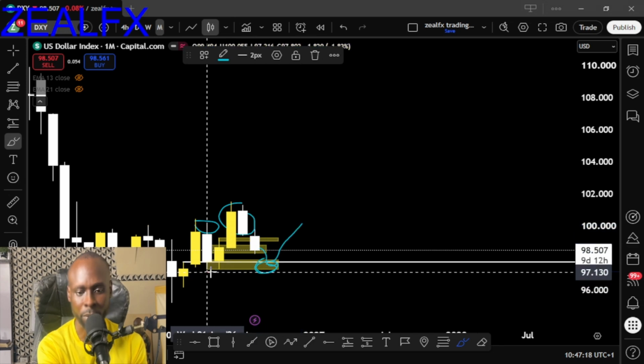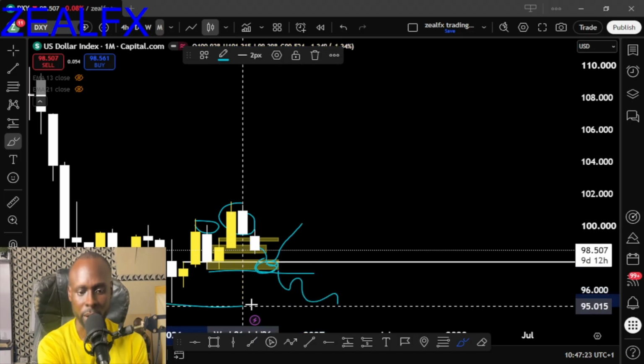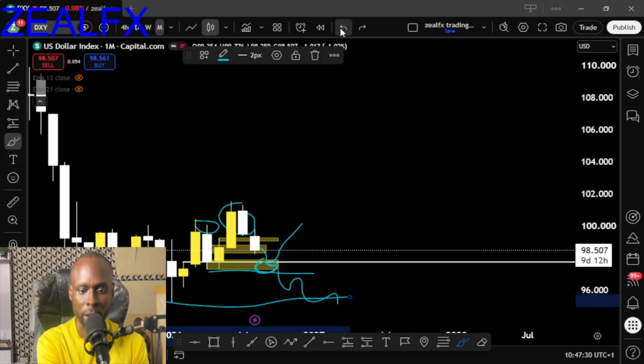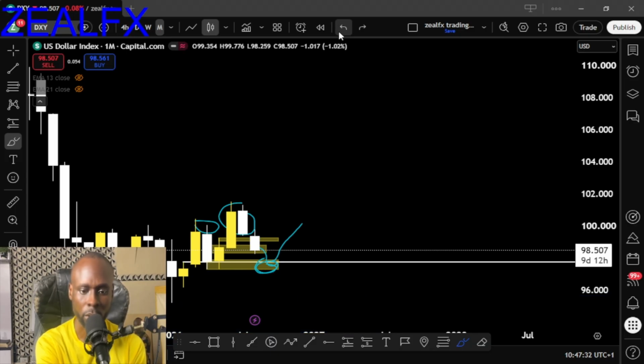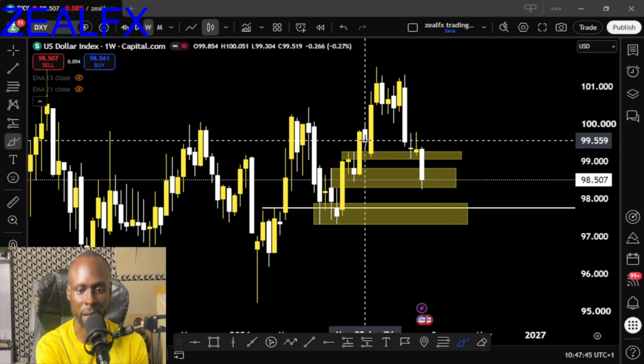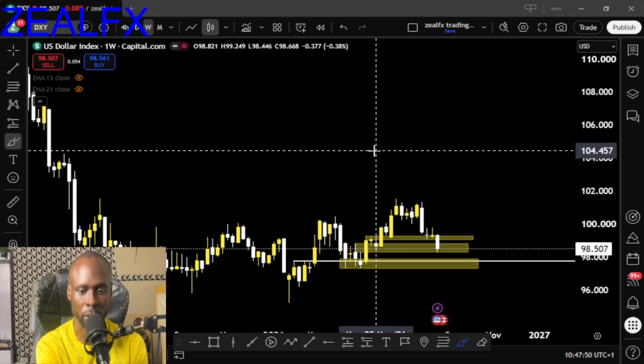But if price breaks this support, this will trigger more selling for price to this next monthly support level for the dollar index. So the dollar index on my monthly time frame still remains bearish. So we expect more of the selling opportunity from the dollar index on the monthly time frame. So let's go back to the weekly time frame. You can see that the weekly time frame and the monthly time frame are in line. So the monthly is supporting the bearish move on the dollar on the weekly time frame.